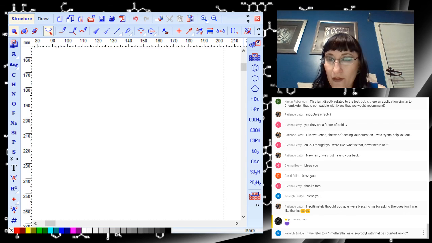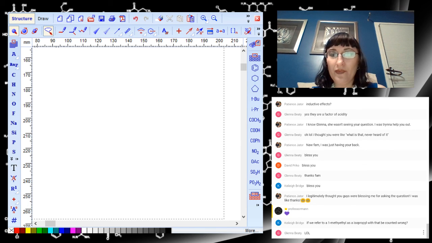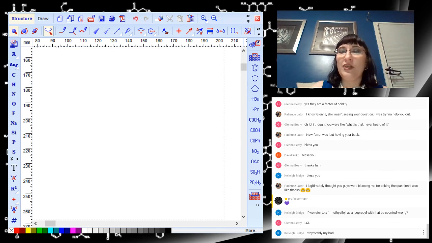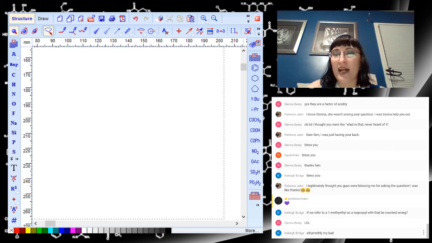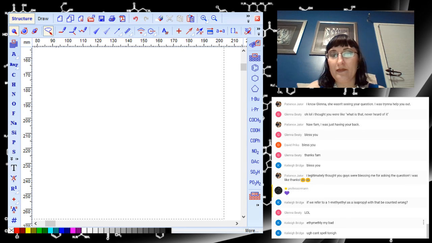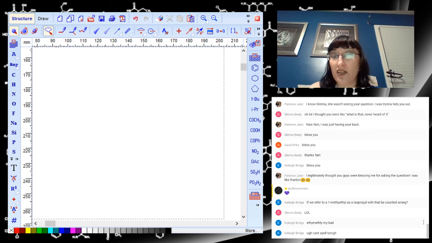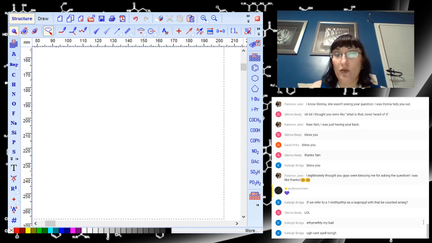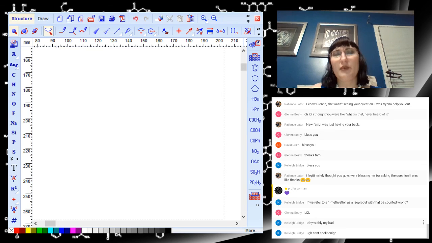One methyl ethyl as an isopropyl. Keely, we didn't do isopropyls, so I wouldn't ask you to do isopropyls. Isopropyl just means it's a propyl group connected in the middle instead of at the end. So it's a middle carbon instead of the ends, but we haven't gotten to those. Some semesters I cover them and some I don't.